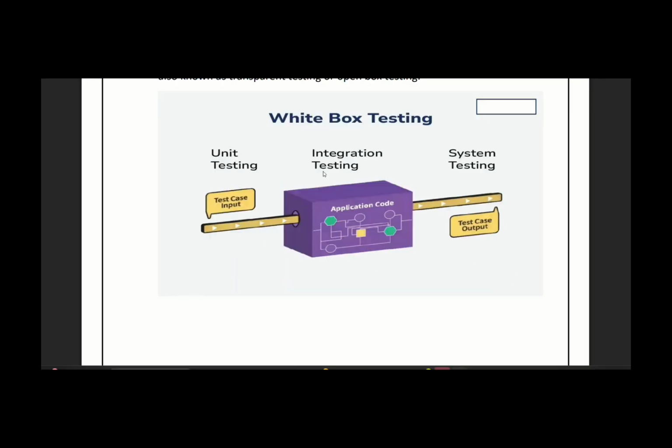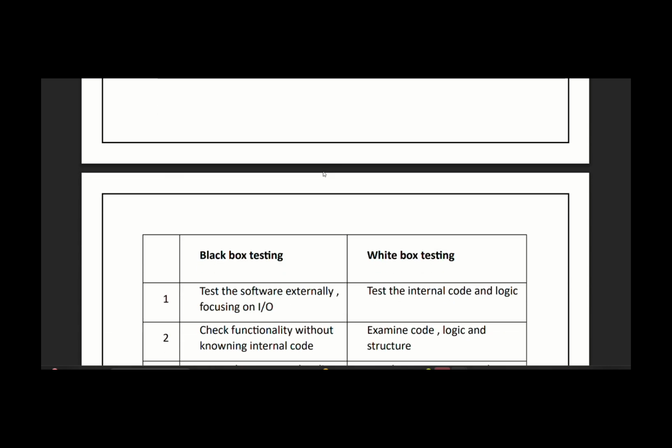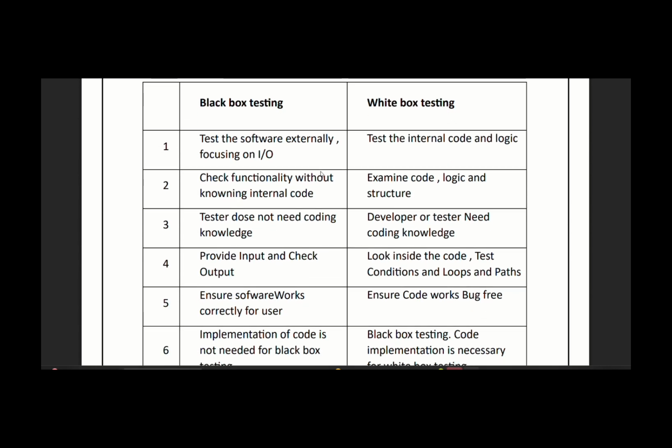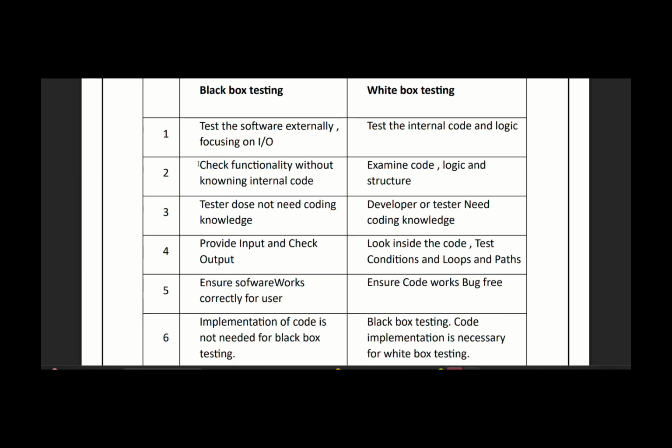So now for the next point, which is the difference between black box testing and white box testing. It was asked for 6 marks. First, black box testing tests the software externally, focusing on input and output operation only. And white box testing takes the internal code and logic. In black box, it checks the functionality without knowing the internal code, and in white box, it examines the code logic and its structure. The tester does not need coding knowledge in black box testing, but the developer or tester needs coding knowledge in white box testing.